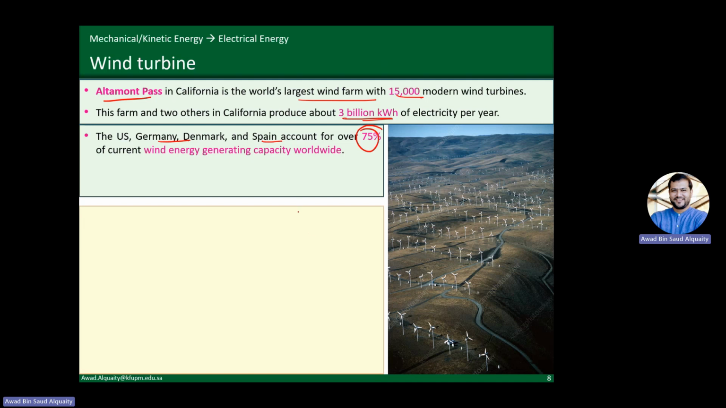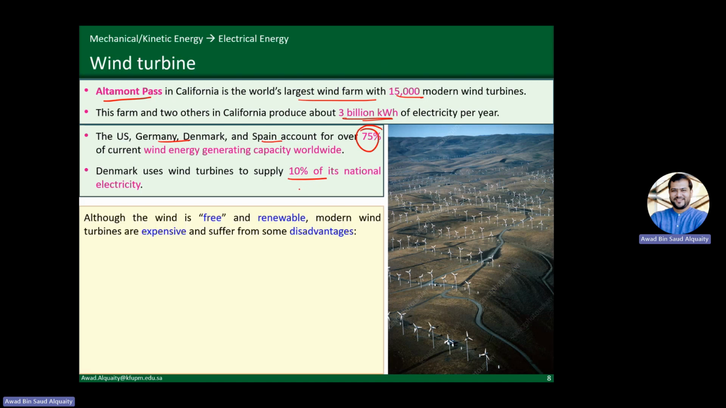Denmark has a very large number of wind turbine farms, and it uses the wind turbines to meet 10% of its national electricity production goals, which is pretty large, right? Now, in terms of the wind, well, of course, the wind energy is free, just like the solar energy is free and renewable. But the things for extracting the energy are sometimes expensive and have some disadvantages which we need to talk about and discuss.